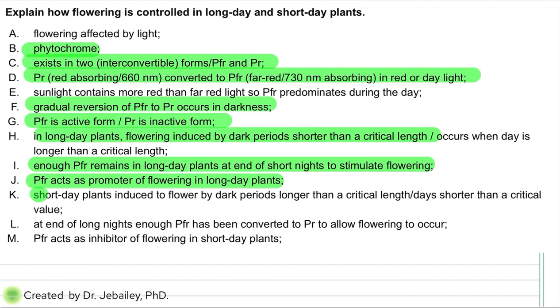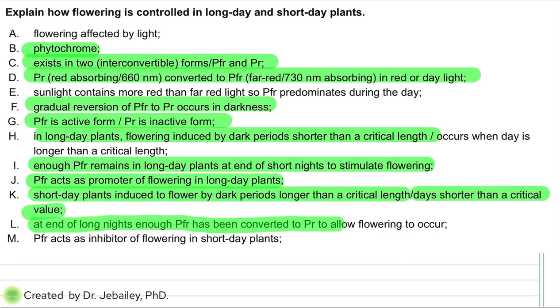Then, of course, the short day plants are induced to flower by dark periods longer than the critical length. That means the days are shorter than the critical value. And at the end of the long night, enough PFR has been converted to PR, so a lot of flowering. So PFR inhibits this one, which I did not mention, so I'm going to say this one now. But I didn't mention most of it. So now that I know the mark scheme, I have additional ideas that I can talk about. For example, the obvious thing is saying that it's affected by the light. And then I talk about the red and the far red lights, which I did not talk about. And talk about here that PFR acts as an inhibitor for the short day plants.